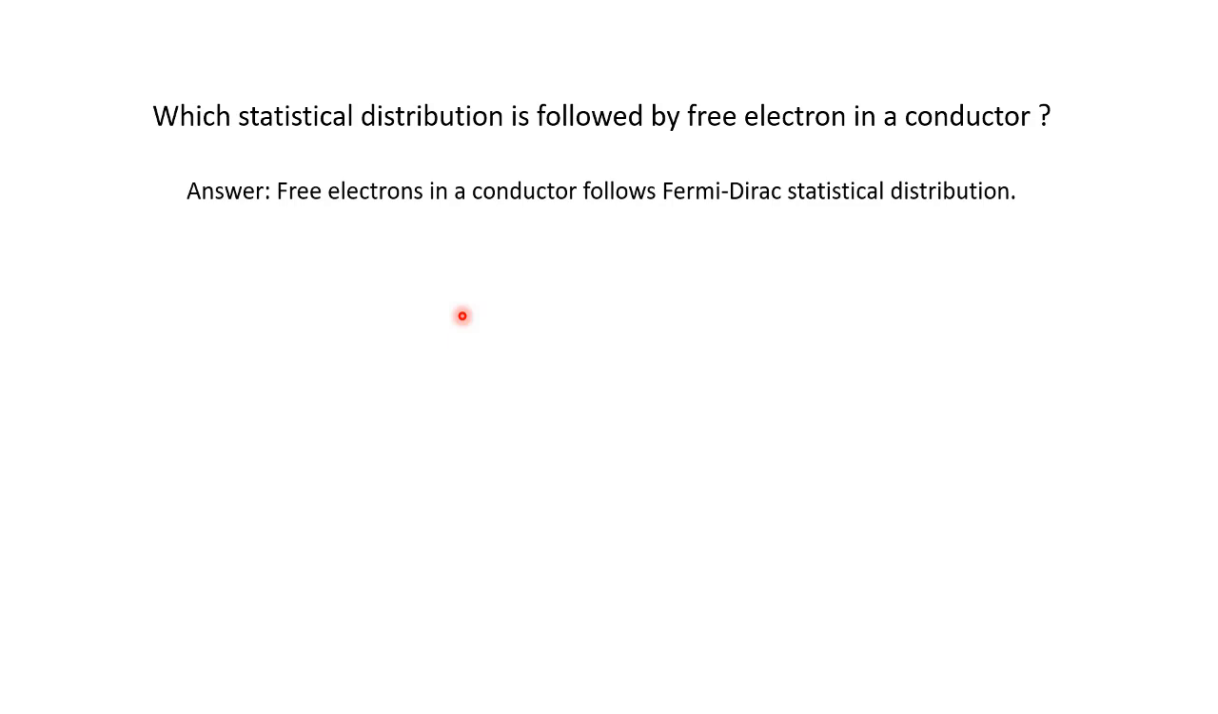Now, question number 10. Which statistical distribution is followed by free electrons in a conductor? Electrons are fermions with half-integral spin and obey Pauli's exclusion principle, which means that no two electrons can occupy the same quantum state simultaneously. Because of this restriction, the electrons follow Fermi-Dirac statistics.